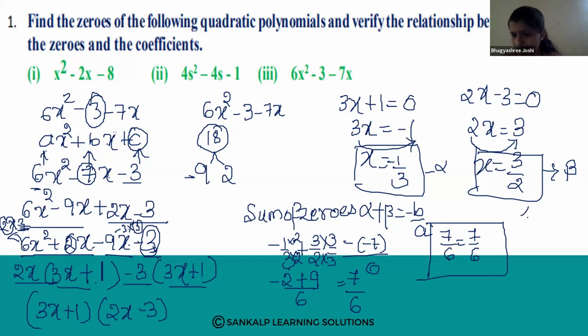Product of the zeros, that is alpha into beta, is equal to C divided by A. Now observe carefully. What is the value of alpha? It is minus 1 divided by 3 into, it is product, that is into 3 divided by 2 is equal to. Now dear children, tell me what is the value of C? C is equal to minus 3 here. Yes or no? Minus 3. C is equal to minus 3.